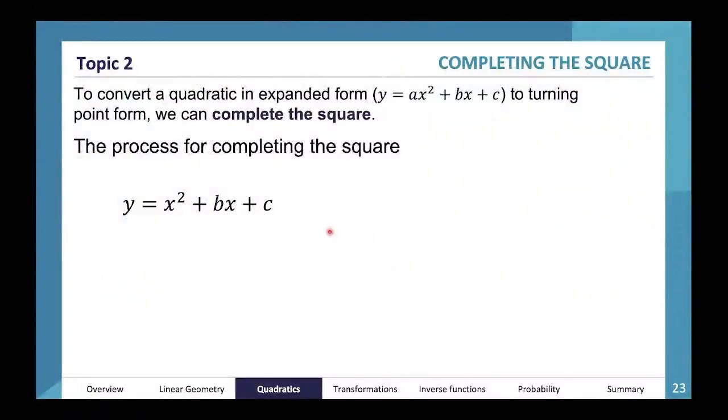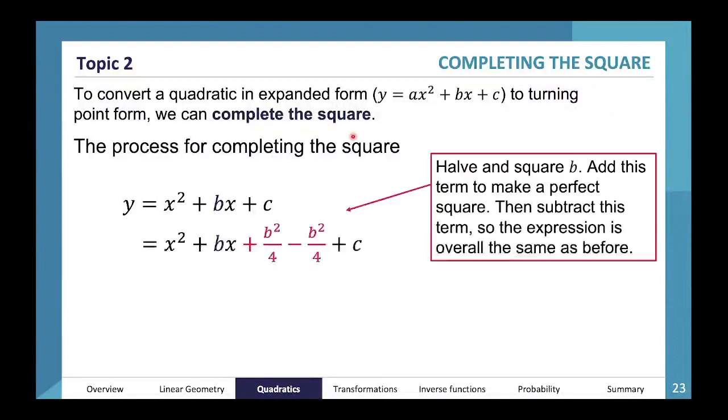Okay. All right. So to convert a quadratic into expanded form, we can do the thing called completing the square. So hopefully you guys can brainstorm ways we can actually complete the square, or what even completing the square means. Okay. So all we do is we halve this term b. So we're going to halve it, and then we're going to square this new term. And then we add this term to make this perfect square. What I'm talking about when I say a perfect square is (x plus a) squared. That's what I'm trying to make here.